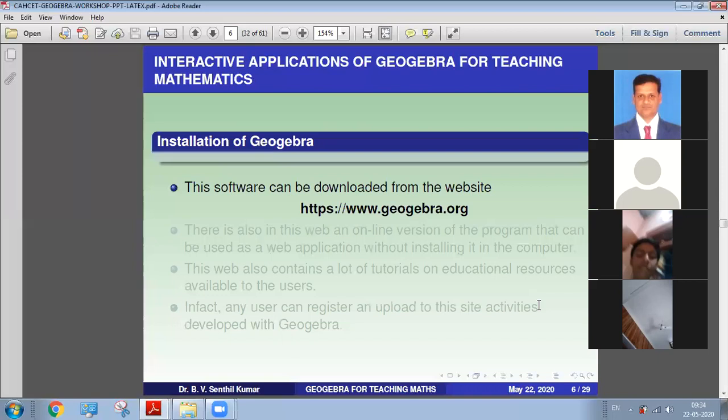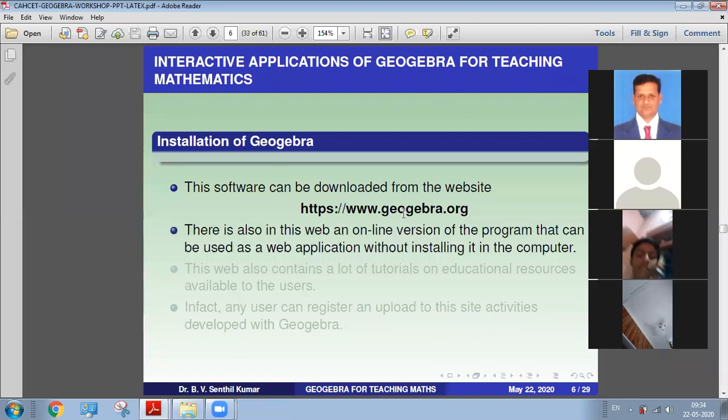Now, how to install GeoGebra software? You can install GeoGebra software using this website, www.geogebra.org. There is also on this website an online version of the program that can be used as a web application without installing it on the computer. So it means that without installing this software, you can do whatever you want to do in GeoGebra online itself, provided you have an internet connection.